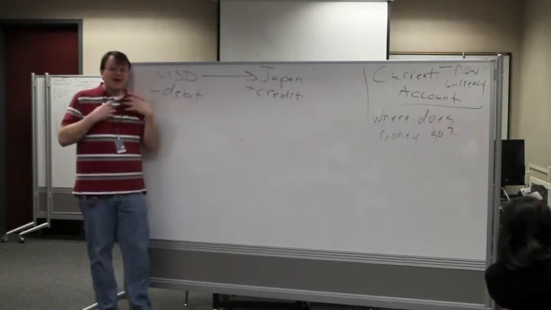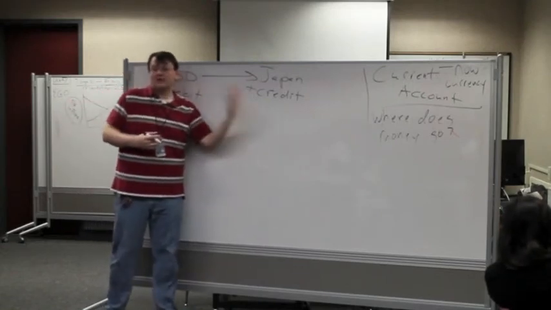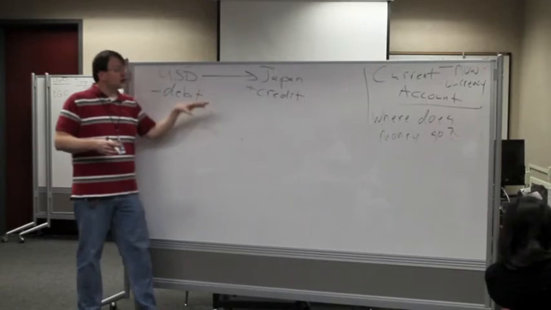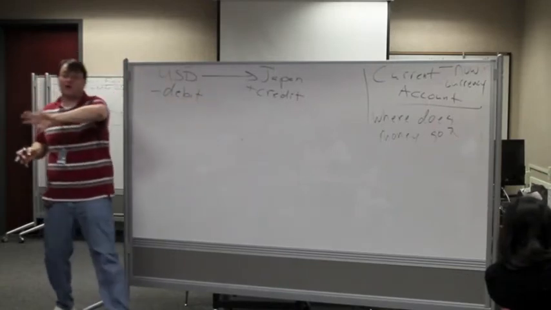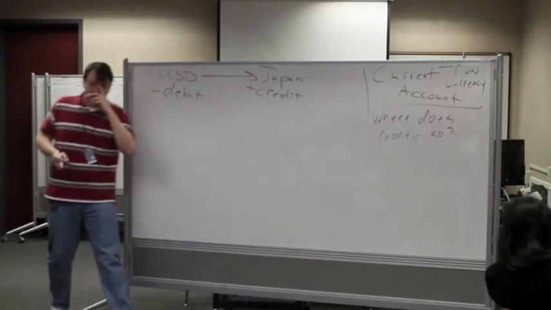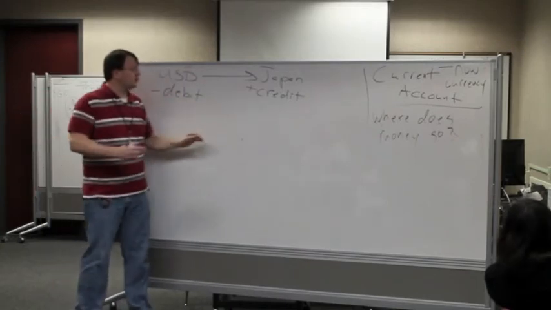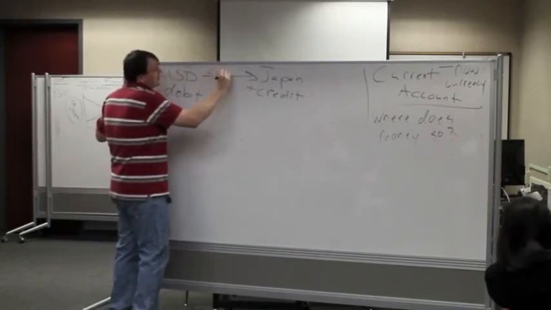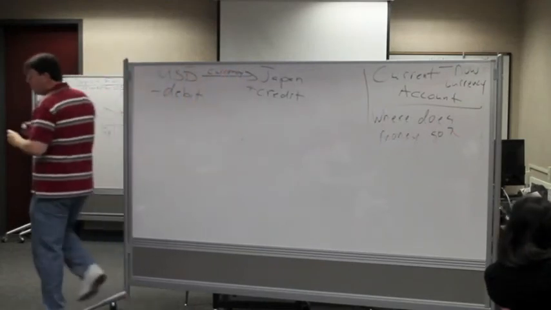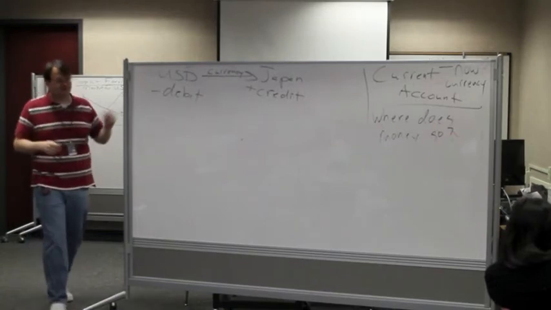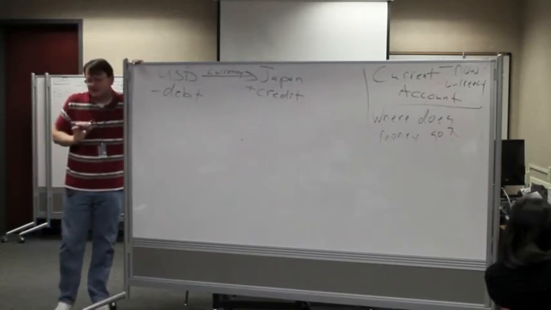So when we buy stuff from Japan or we buy stuff from China, the current account reflects that money coming from our country and going over to their country. So whenever you buy stuff from another country, try to think about it this way: the currency goes to that country. I'm going to stop there for just a moment. Does this make any sense at all?